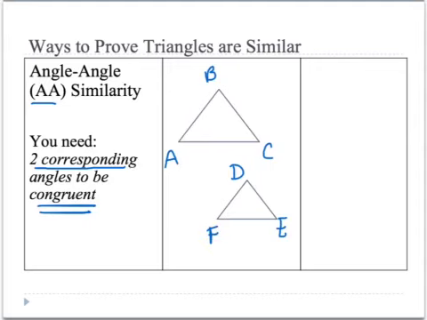So let's say I have angle A congruent to angle F, because they're corresponding, and B congruent to angle D. Well, right there then, that is enough to say that triangle ABC is similar to triangle FDE. We know that they could be congruent as well, but we know right now that they are similar for sure.